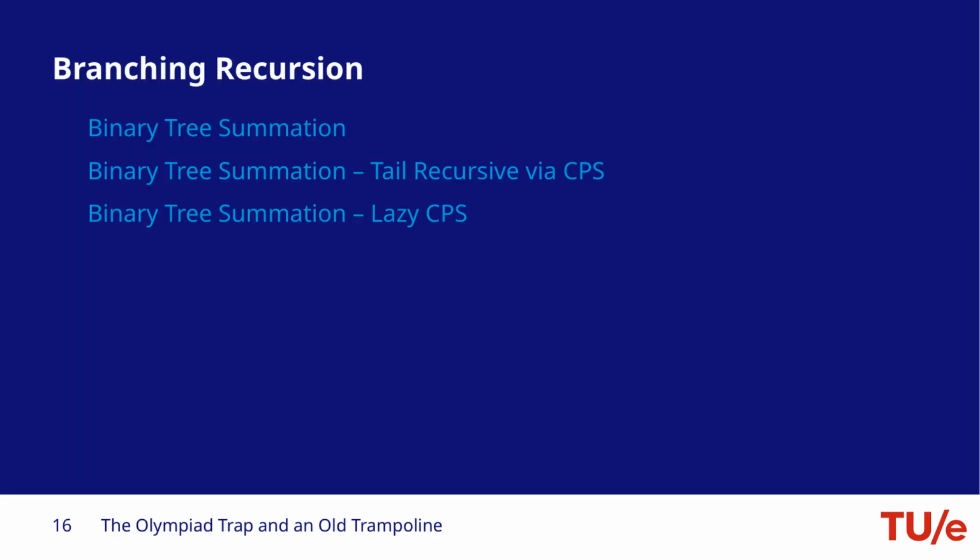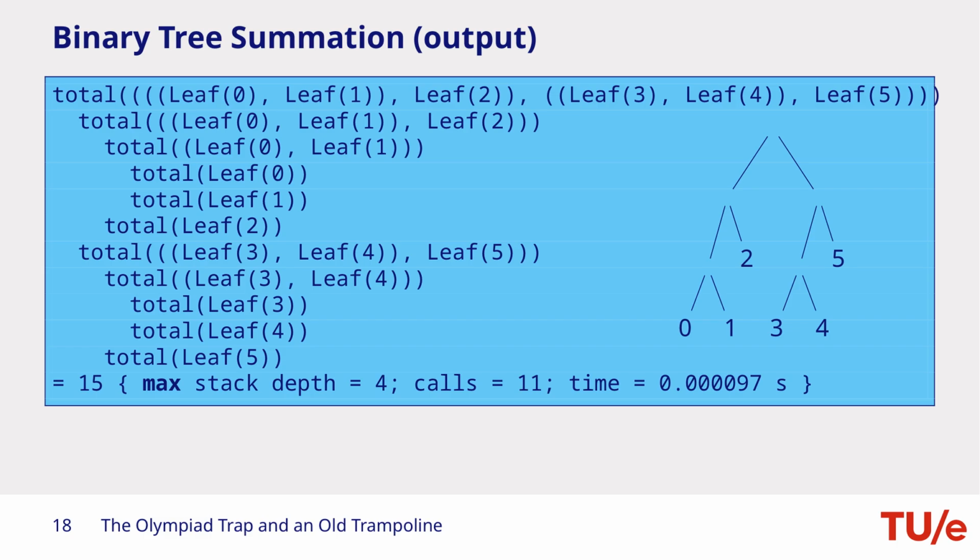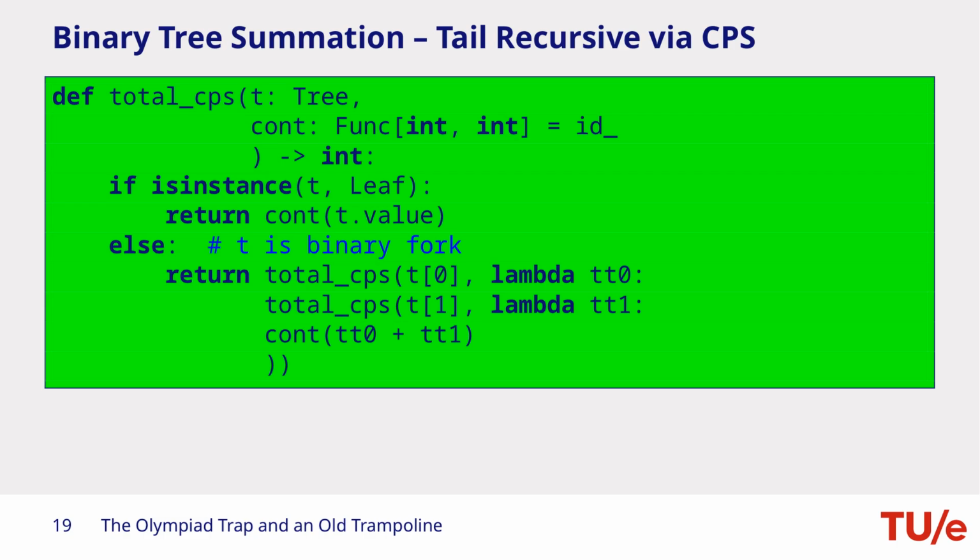Let's now see how this works out with branching recursion. Let tree be a binary tree type with integer values in the leaves. Summing all values in such a tree is done by the recursive function total. It exhibits branching recursion. Stack usage goes up and down while the example tree is recursively processed. It is slightly harder to apply CPS and obtain a tail recursive definition total CPS. Note that the second call of total CPS with argument t1 is not actually done, but incorporated into the continuation as data. Thus, we get a truly tail recursive definition.